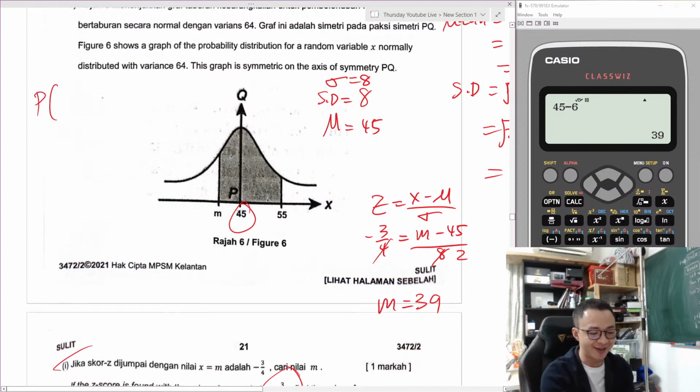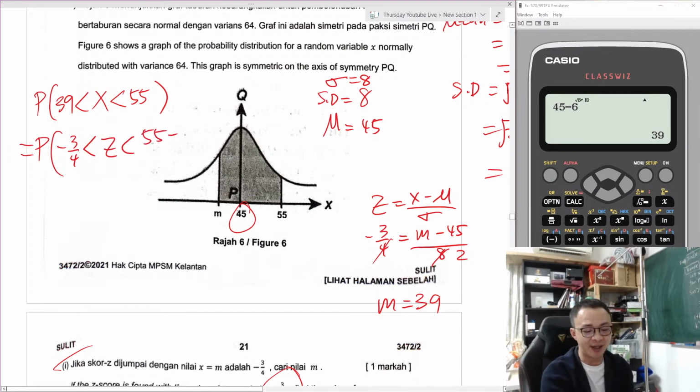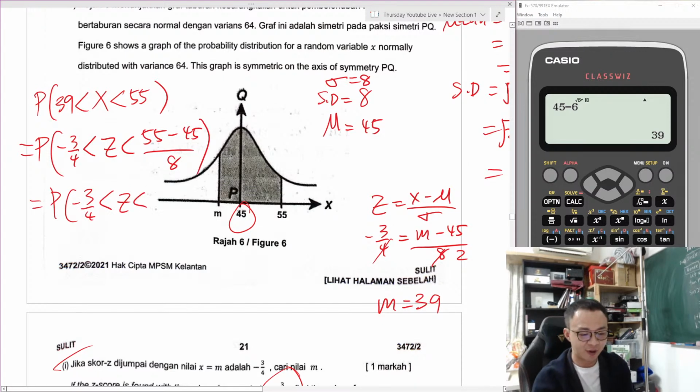Based on my understanding, my x value must be between 39 and 55. So I will change this one to z, which is negative 3/4, I already know. And this one I need to change to z one more time: minus mean over standard deviation. So this is 10 over 8, isn't it? It is 1.25. And this one is negative 0.75, sorry, 3 over 4, right?